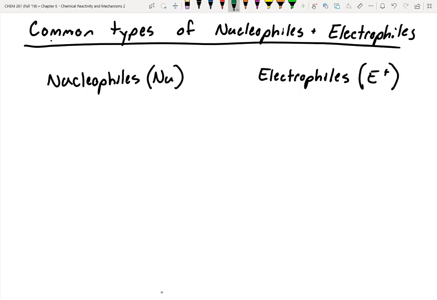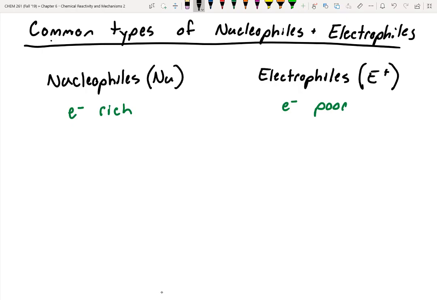All right. We said that nucleophiles are attracted to things with a positive charge. So typically they're the electron source. Another way of defining these is they're electron rich. Electrophiles, on the other hand, want electrons, so they must be opposite, right? So these would be electron poor. So let's take a look at a few of these.